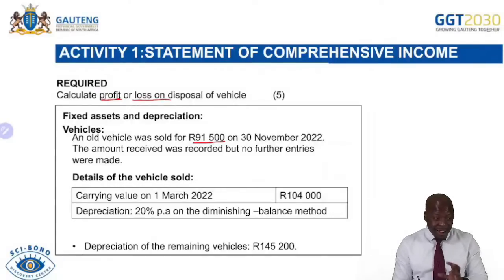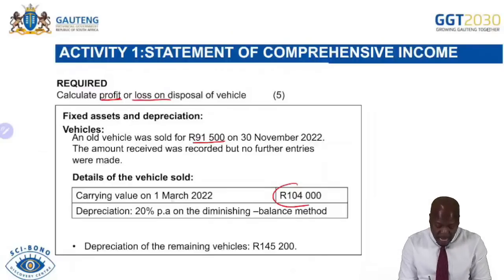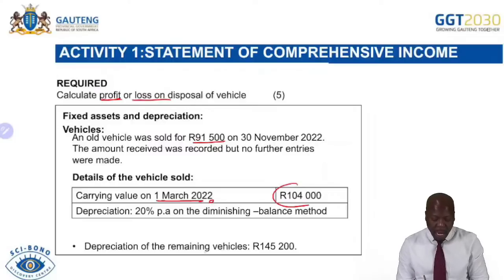So what we understand is I am given the carrying value, which is 104. This is the worth of the asset. The asset is worth 104 at the moment. All right. This is at the beginning of the financial year, 104,000.